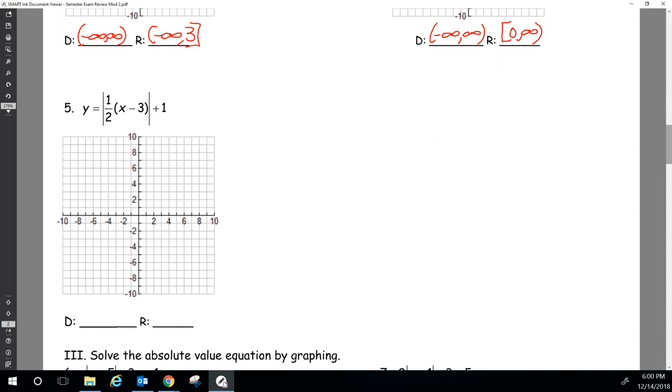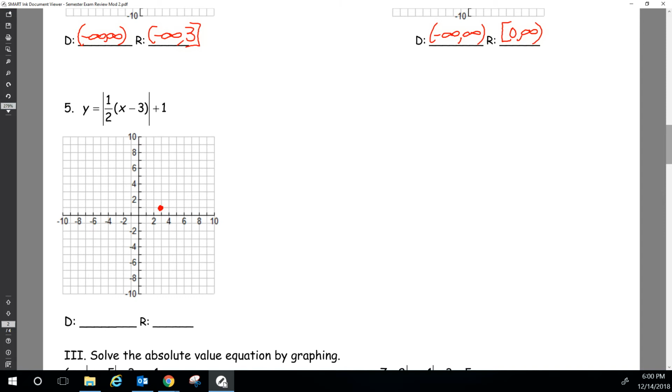For number 5, our vertex here is kind of at 3, 1. I'm going to go over 3, up 1. There's the vertex. And now we are inside. This is going to be a horizontal stretch. So we're going to go up. We're going to do the opposite of what it says.